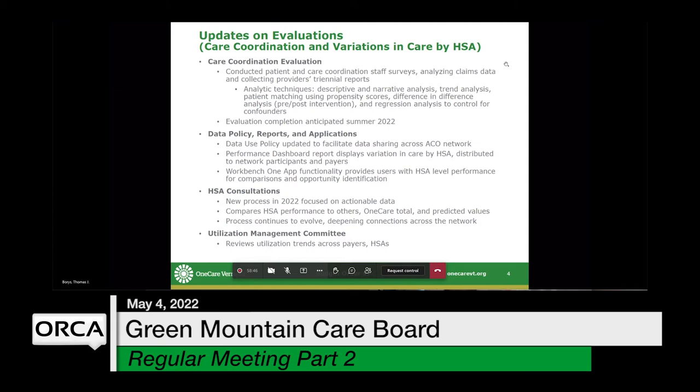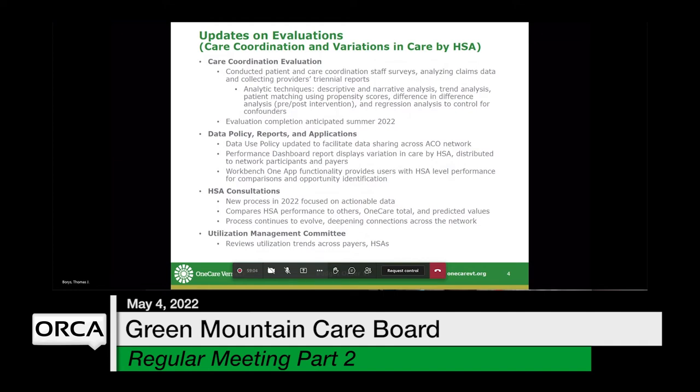And then as a result of the consultations and the utilization management committee, what concrete steps have already been taken that you can identify? Sure, I'll take a stab at it. So regarding the HSA versus provider level, I think it's an and. I think we need to be doing both.